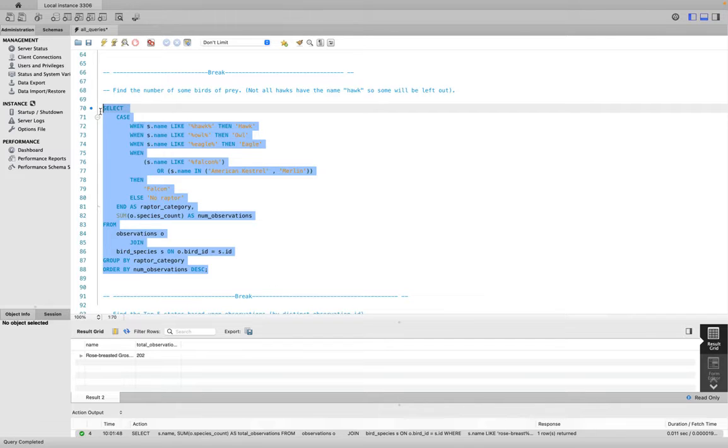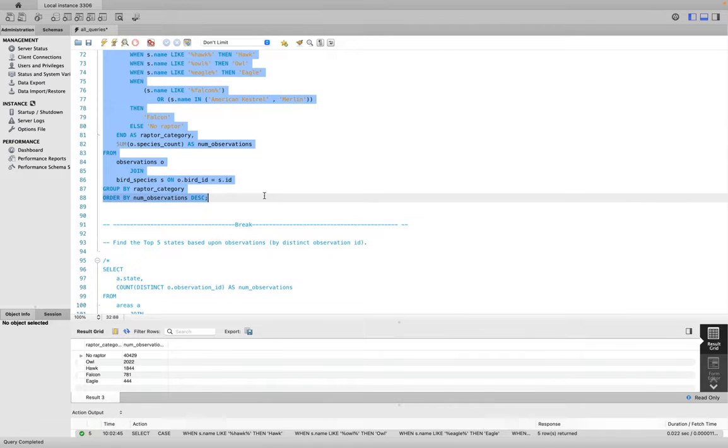So we select and we have a case statement where the name is like hawk, where name is like owl, where name is like eagle, and where name is like falcon. And then in addition to that, we have name in American kestrel or merlin, which are two species of falcons. Else, it will be no raptor, and that will be raptor category as an alias. And then we sum up the species count, or the quantity of birds seen for each raptor category, and we group by raptor category.